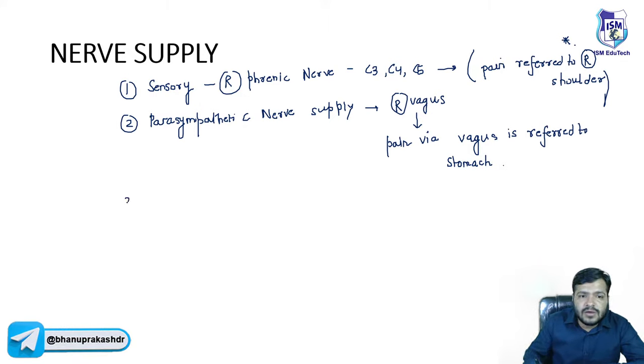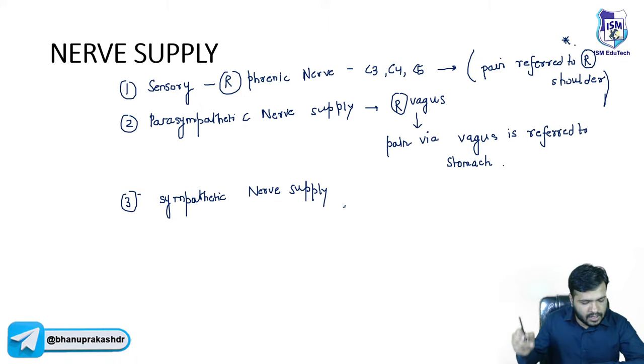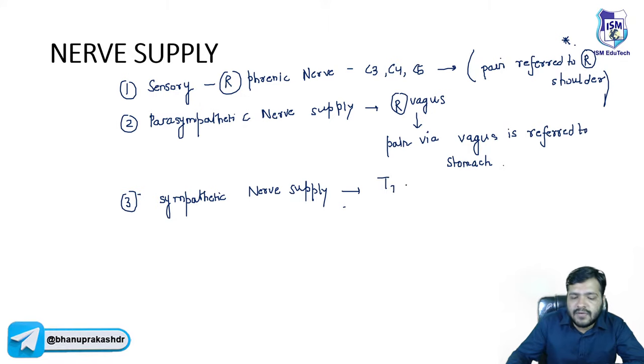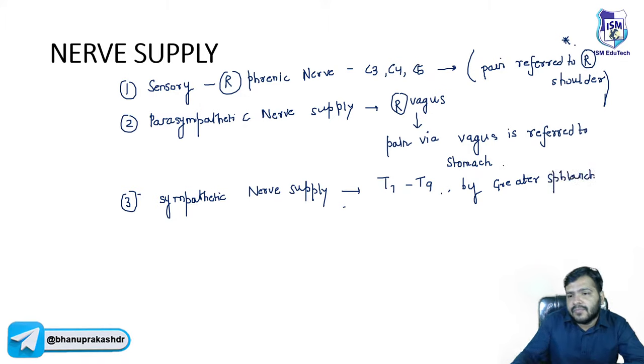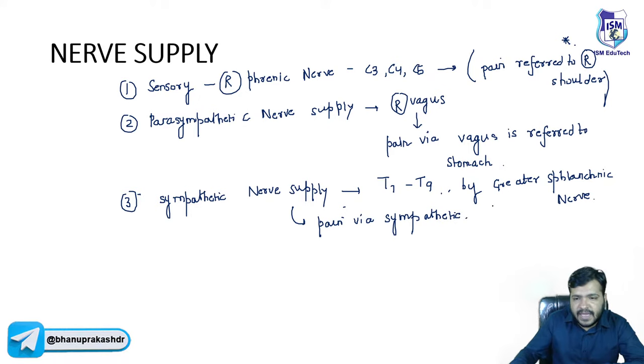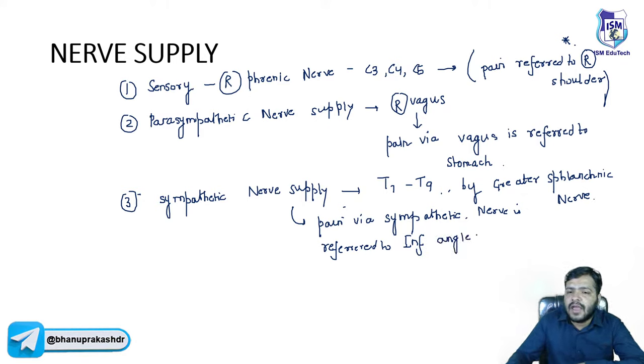Now coming on to the sympathetic nerve supply. Remember it is from T7 to T9, by the greater splanchnic nerve. Now the pain via the sympathetic nerve is referred to the inferior angle of the scapula.